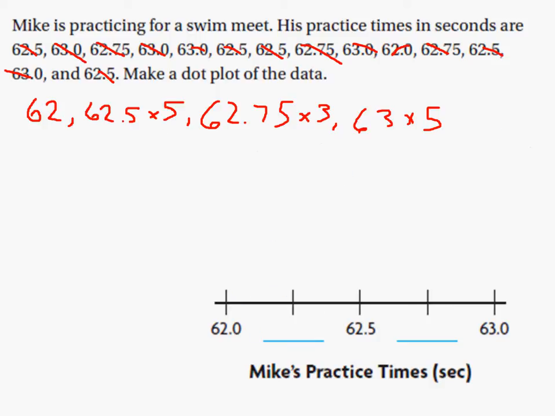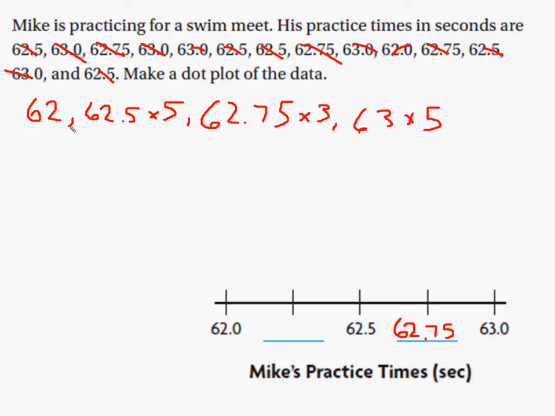So now I need to fill in this dot plot, the labels on the dot plot. So now I have, it goes from 62 to 63, and halfway between there's 62.5. Now, I know that between 62.5 and 63 is 62.75. I see that right there. 62.75.